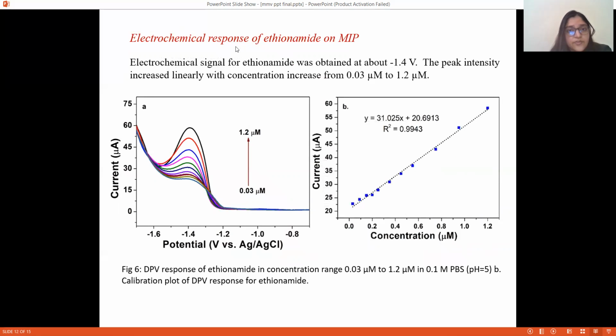Similarly, the electrochemical response of ethenamide on MIP was also measured, and the electrochemical signal for ethenamide was obtained at about minus 1.4 volt. The peak intensity increased linearly with concentration increasing from 0.03 micromolar to 1.2 micromolar. This figure shows the DPV response for ethenamide from 0.03 micromolar to 1.2 micromolar and the corresponding calibration plot, and the R square value was found to be 0.994.